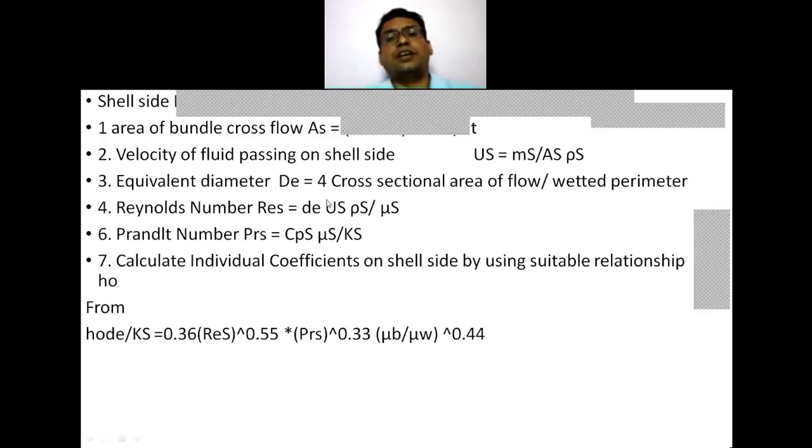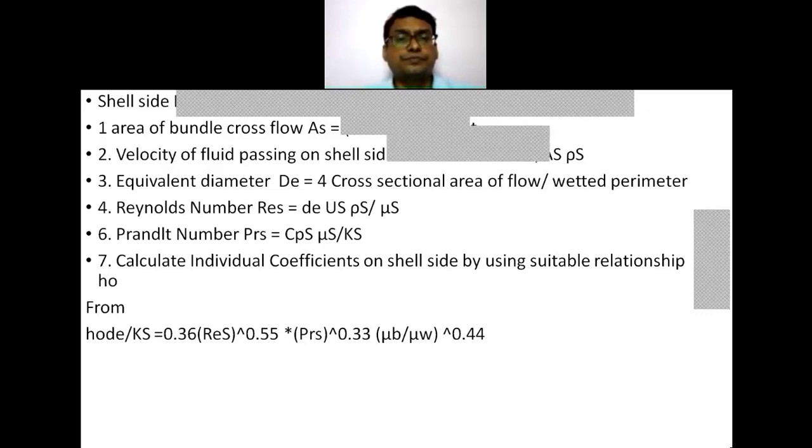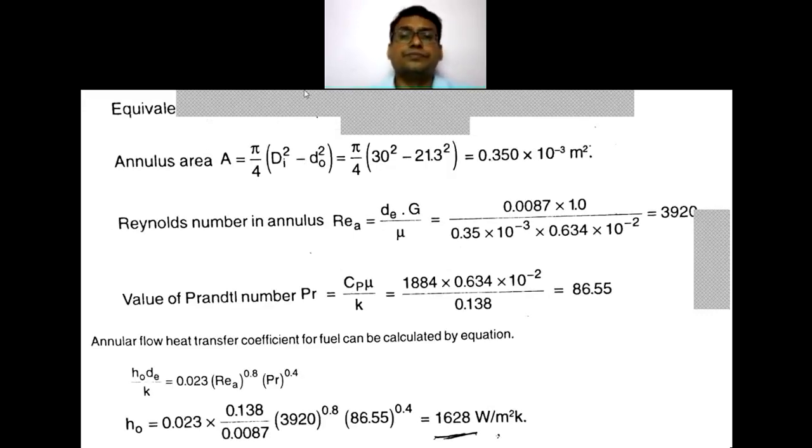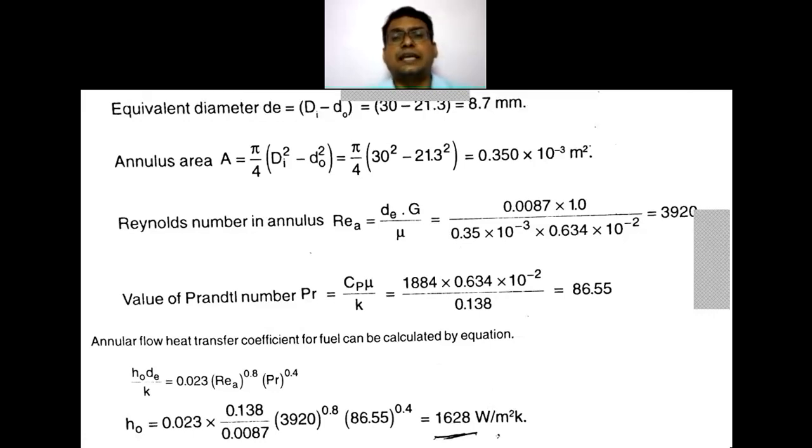Then you have to calculate the equivalent diameter dE, which is nothing but the cross sectional area of the flow upon the wetted perimeter. Then calculation of Reynolds number, Prandtl number, and finally the HO, that is the outside heat transfer coefficient. So the equivalent diameter in this case is Di minus Do, as it's a concentric pipe heat exchanger. So the equivalent diameter comes as 8.7 millimeter.